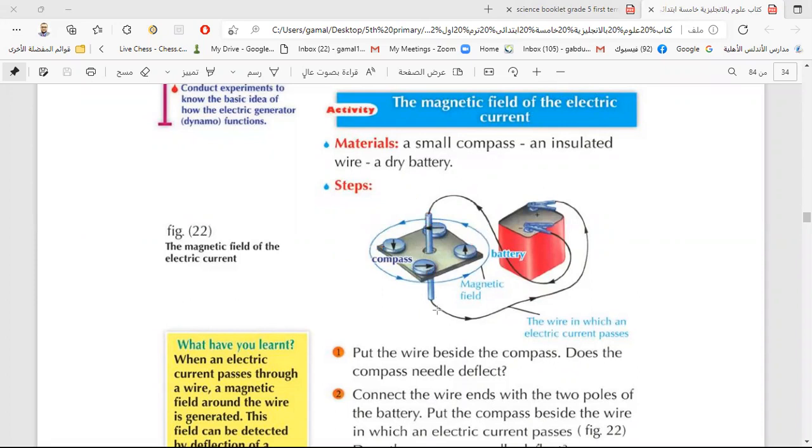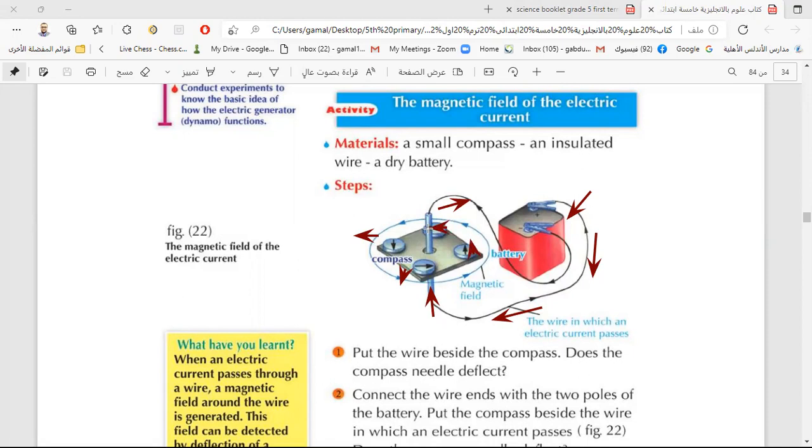This iron bar has a wire passing through it, connected to a battery, a source of electricity. When the electric current passes through the wire, a magnetic field is produced. The magnetic field affects the compasses, and you can see the needles deflect. They don't point in the same direction. They deflect left and right because there is a magnetic field effect on them, produced from the electric current.